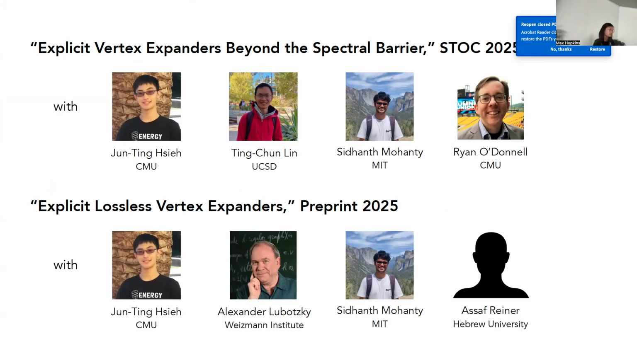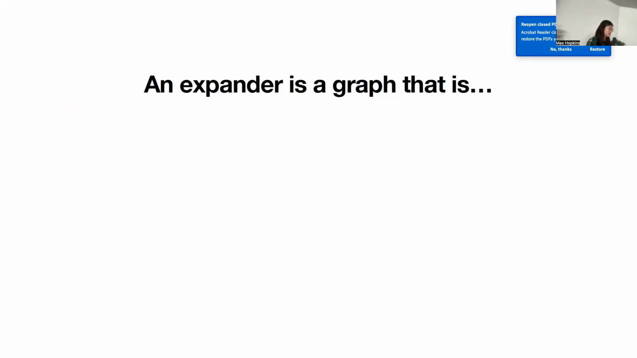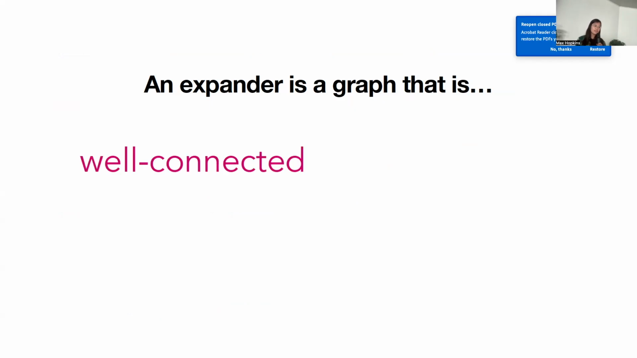Okay, great. So this is joint work. These are two works with my amazing co-authors. First of all, at a high level, what is an expander graph? Max did a really good job yesterday of introducing the notion, but let me say a little bit more. An expander is a graph that is both well-connected and sparse. Well-connected means it should simulate the properties of the complete graph, but you want to do so with much lower degree than the complete graph.